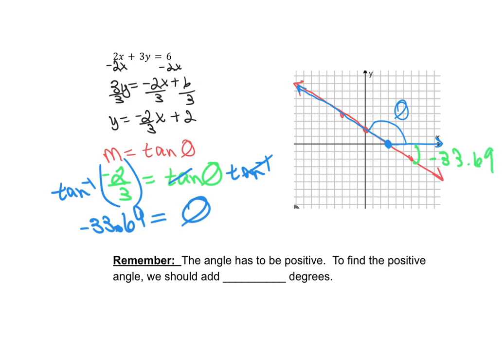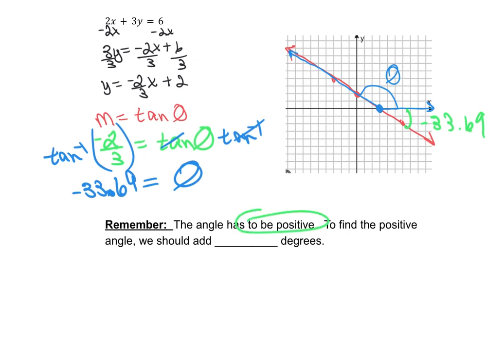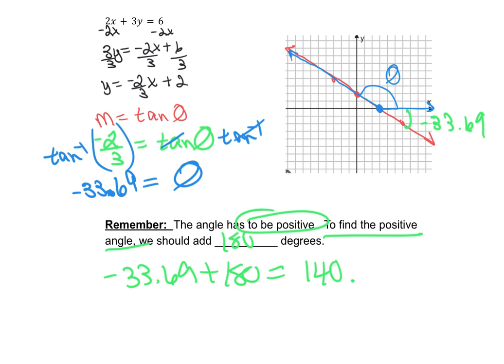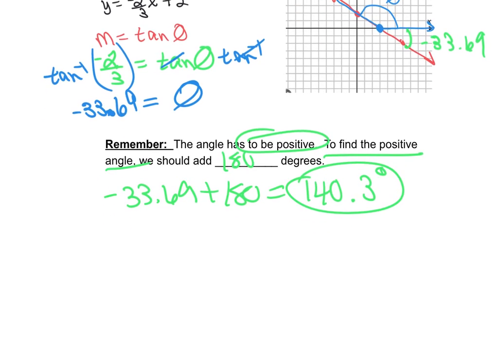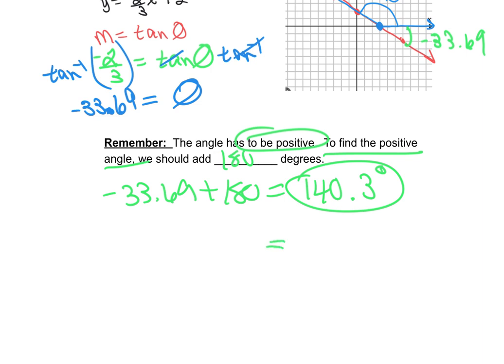Okay. However, the angle has to be positive, so to find the positive angle, we should just add 180 degrees. Okay, so we are going to take negative 33.69 and we are going to add 180. So our angle, our positive angle of inclination is 140.3 roughly degrees.